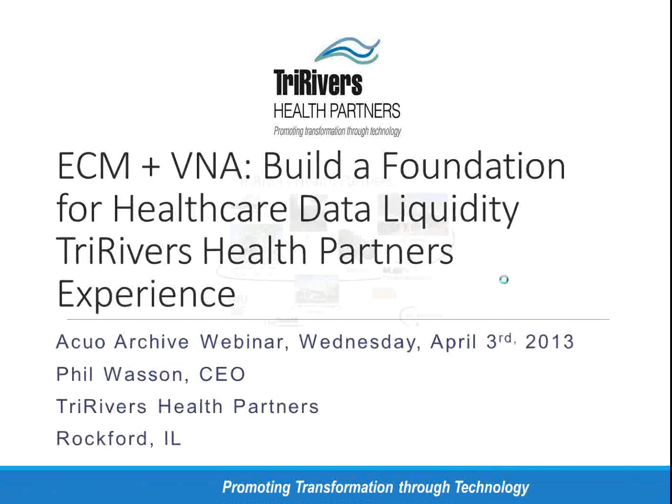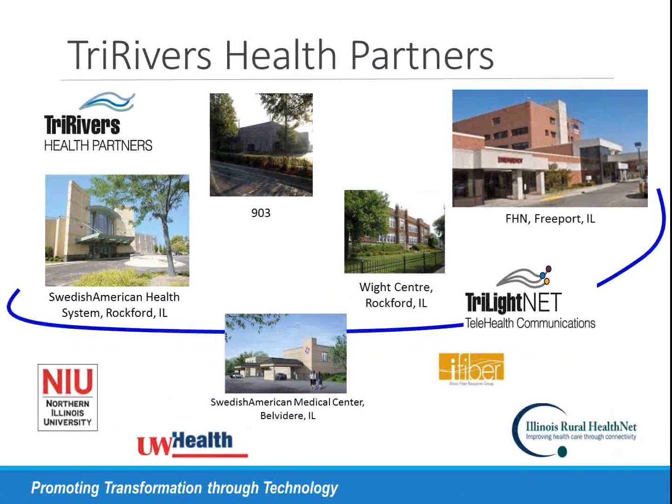TriRivers Health Partners is a joint venture health IT organization, co-sponsored by Swedish American Health System in Rockford, Illinois, and FHN in Freeport, Illinois. We have our own telecommunications network, about 250 miles of private fiber in northern Illinois. We support a lot of fiber initiatives in this part of the country, but we're increasingly becoming more of a health service provider or health information system provider organization. We also are implementing a private HIE in northern Illinois as well.